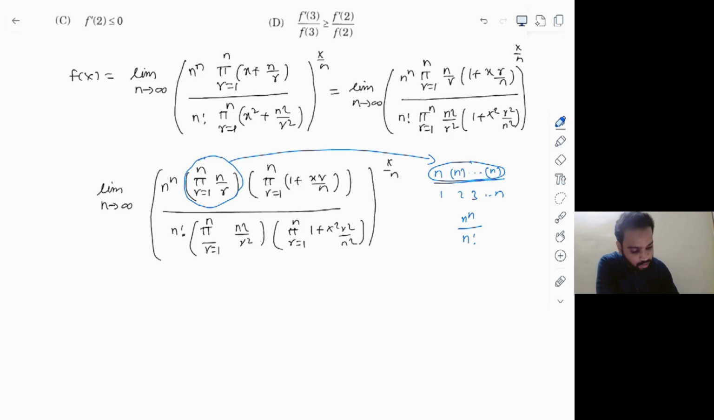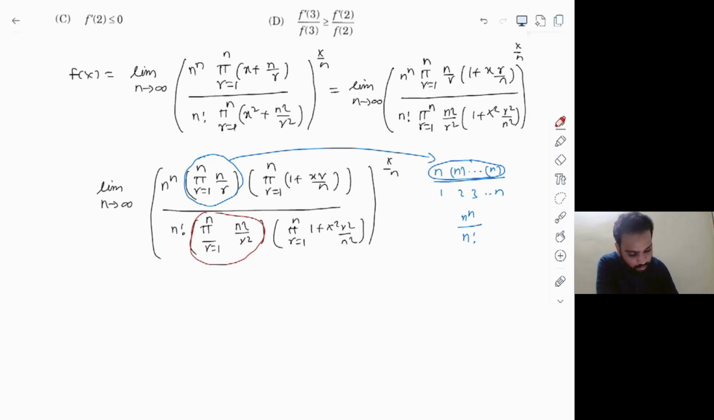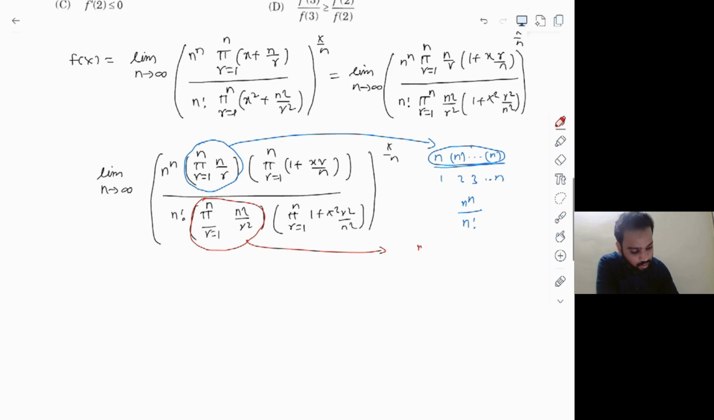Okay, and in the similar way, I'm going to simplify the denominator part also. Look at this. When you expand this pi notation, what you are going to get? n square into so on up to n square, since r is a variable here. And what about the denominator? 1 square into 2 square into so on up to n square. So what about the numerator in this case?